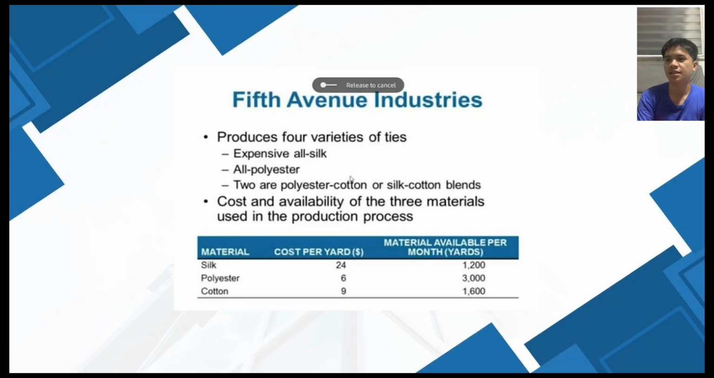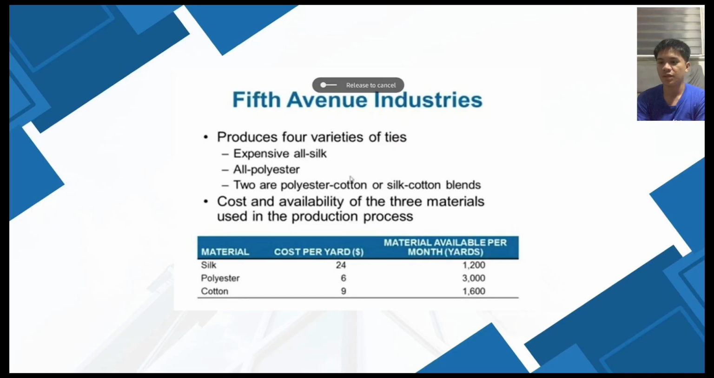So next is Fifth Avenue Industries, maximizing profit through optimal production. We've all heard the saying time is money, but in manufacturing the real phrase is the right mix is profit. Fifth Avenue Industries produces 4 varieties of ties, from expensive all silk to various blends. Our goal is clear: maximize monthly profit. So I will introduce the decision variables.